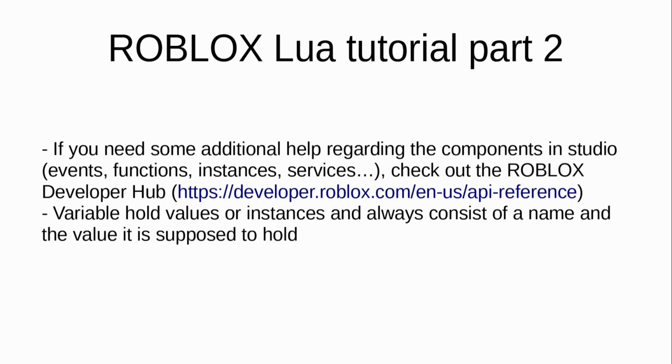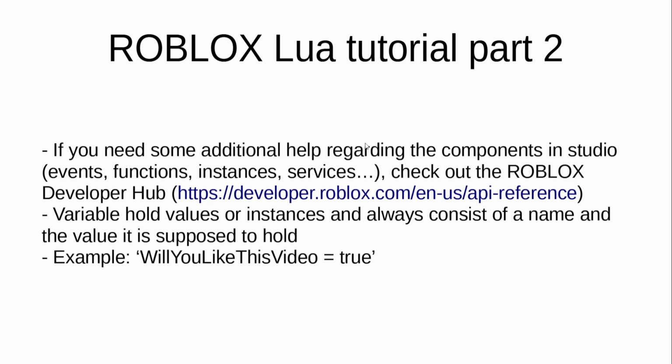You guys maybe know variables from your math class in school. A variable in Roblox, or even in real life, holds values, and in Roblox also instances, and they always consist of the name and the value it is supposed to hold. Let me give you a quick example. An example is "will you like this video", that's the name, and equals true. True in this case is the value, in this case a Boolean value.